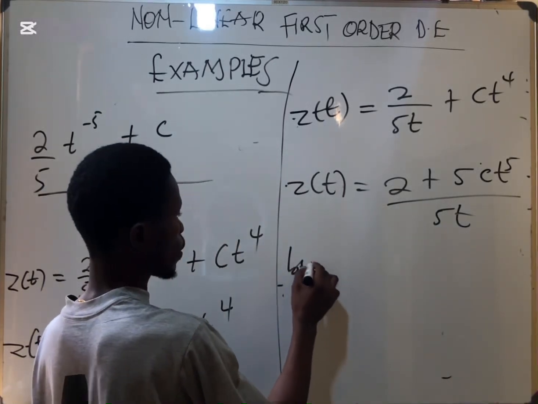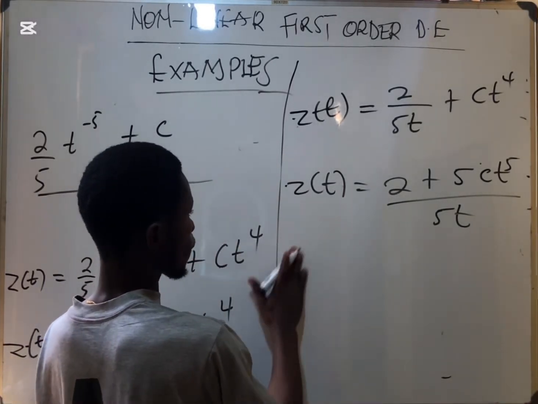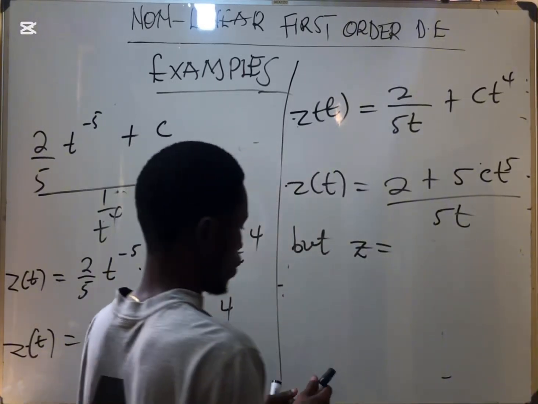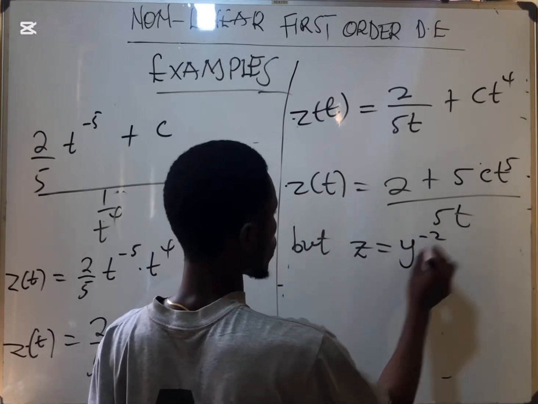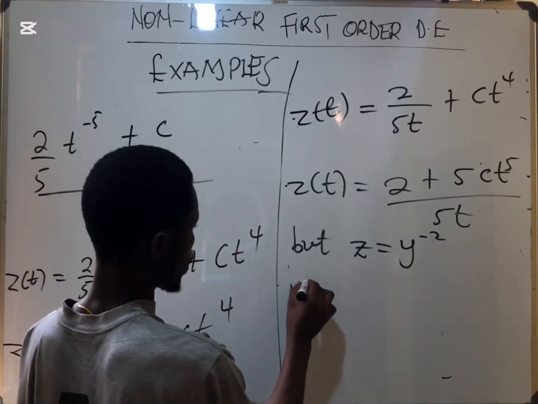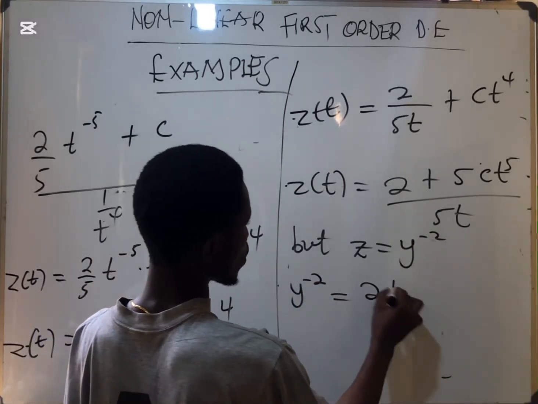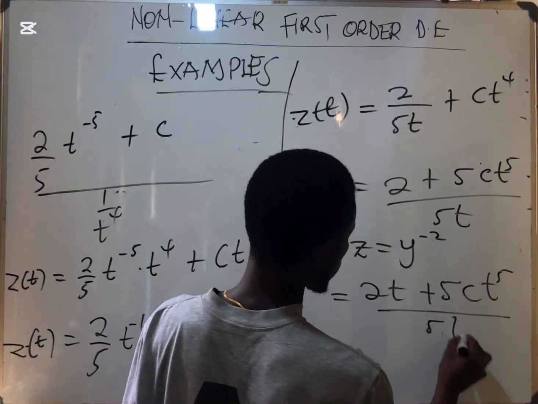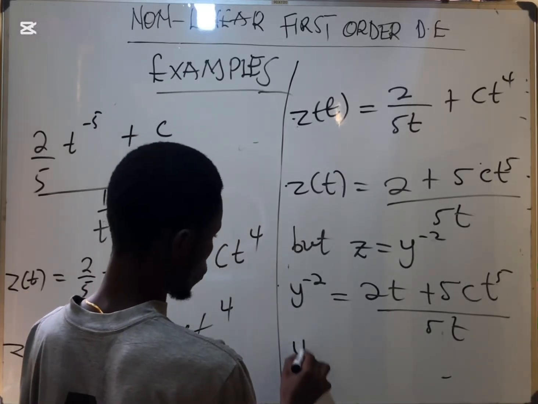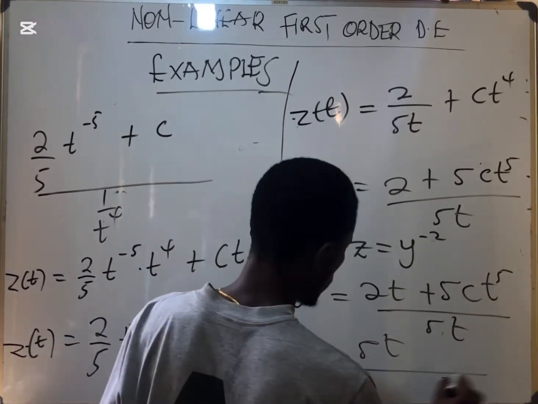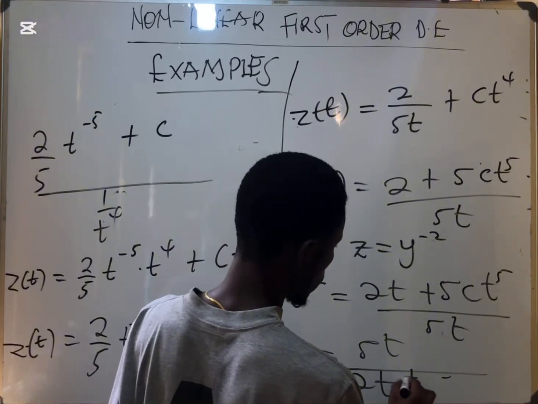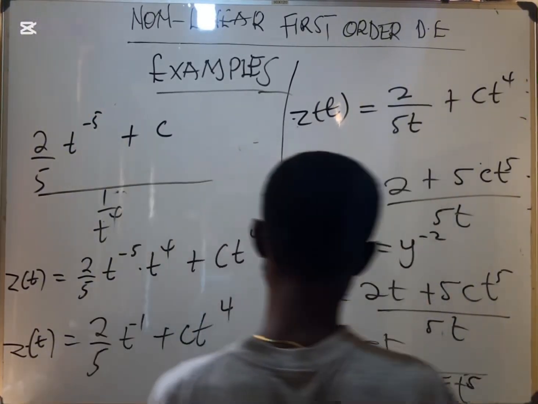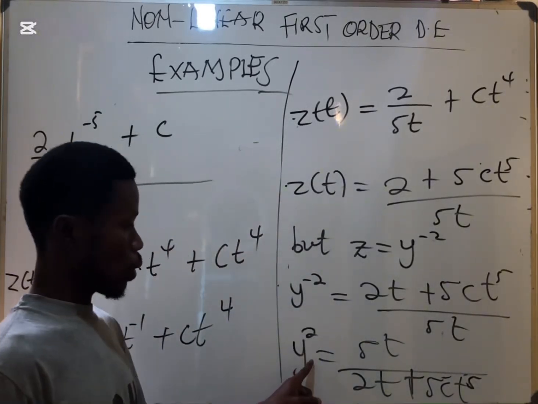But z is equal to y to the power negative 2, which means that y to the power negative 2 equals 2 plus 5ct to the power 5, all divided by 5t. So this one can be written as y squared equals 5t, all divided by 2 plus 5ct to the power 5. There's a square here, don't forget.